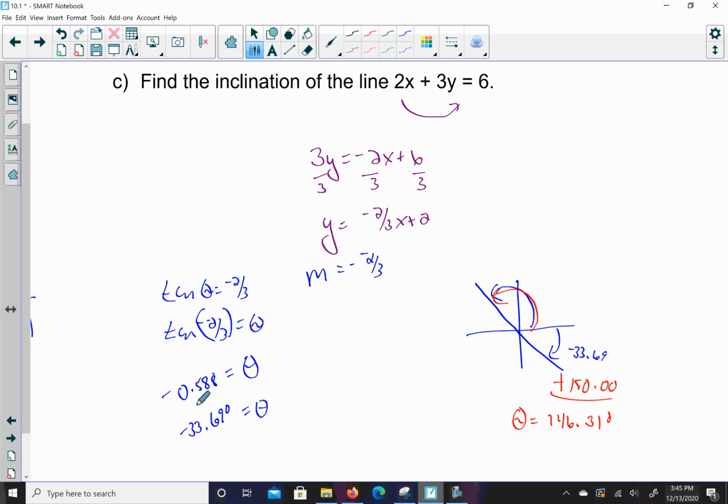To change this negative radian to the proper one, I'm going to add pi, because again, I added 180 or pi. And when I do that, the proper radian would be 2.55359. So this is my answer in radians. This is my answer in degrees. Because it's an obtuse angle, I'm going to have to add that 180 to get the correct inclination.